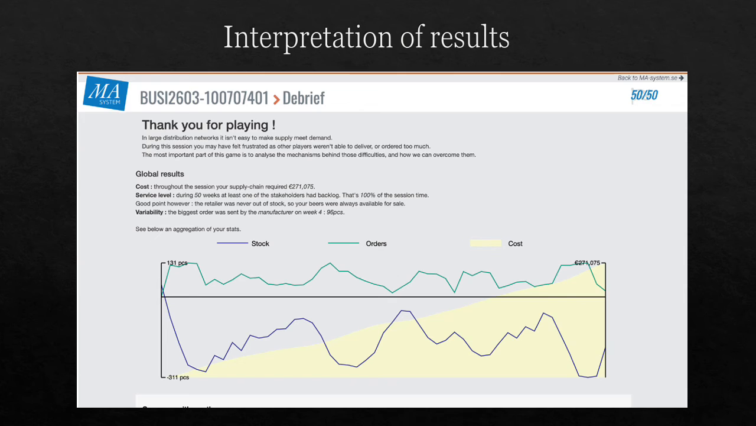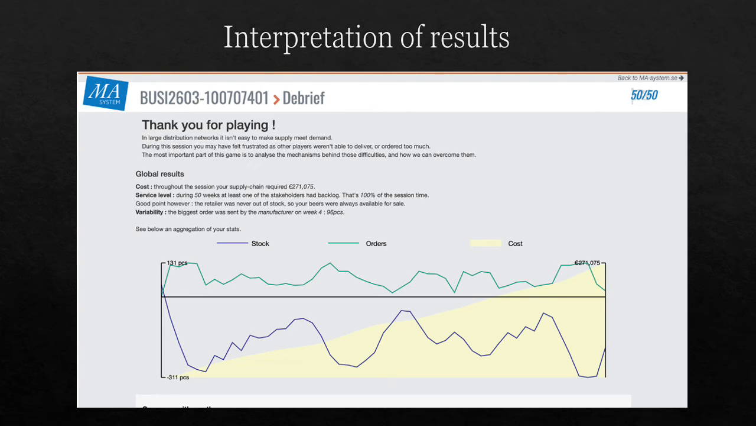These are the results from playing 50 sessions of the game. According to results, throughout the session, my supply chain required 271,075 euros. And during 50 weeks, at least one of the stakeholders had backlog. And that was 100% of the session time, which was 50 weeks. But the retailer was never out of stock, and so my beers were never not available for sale.